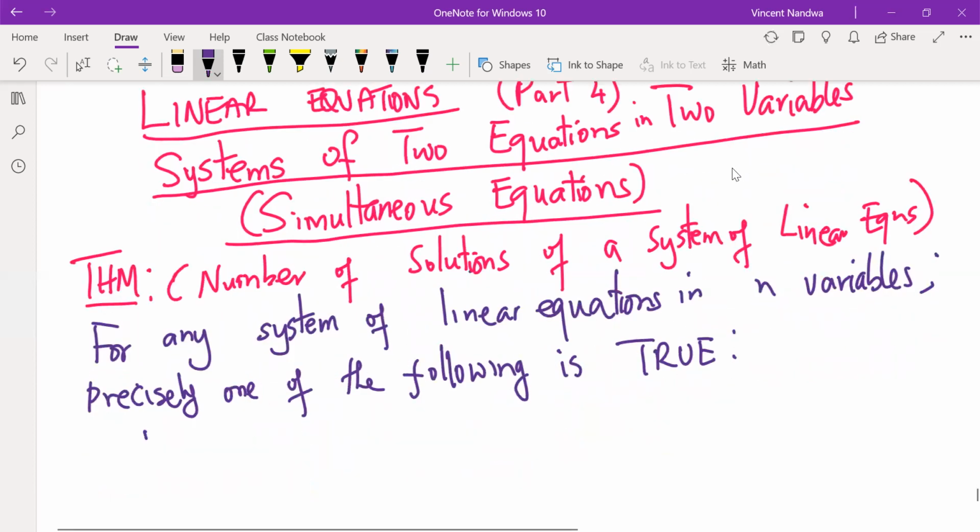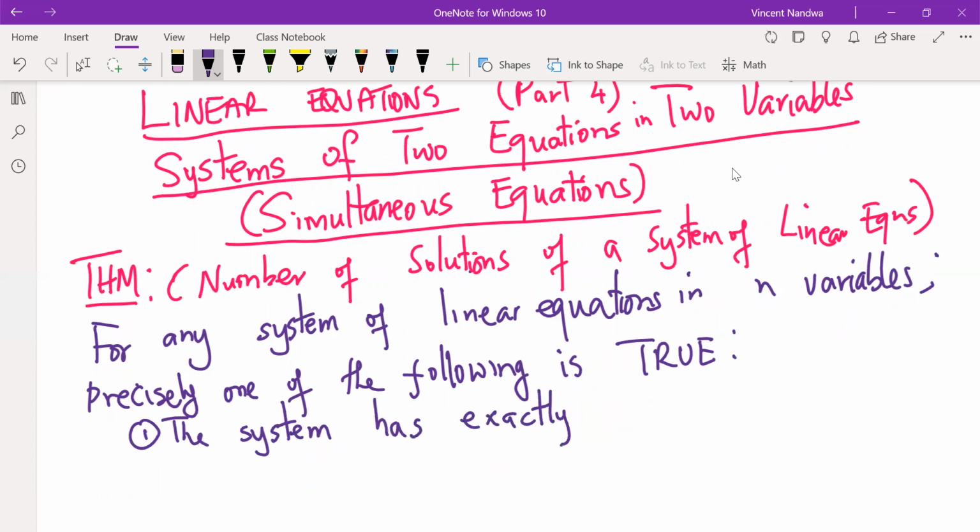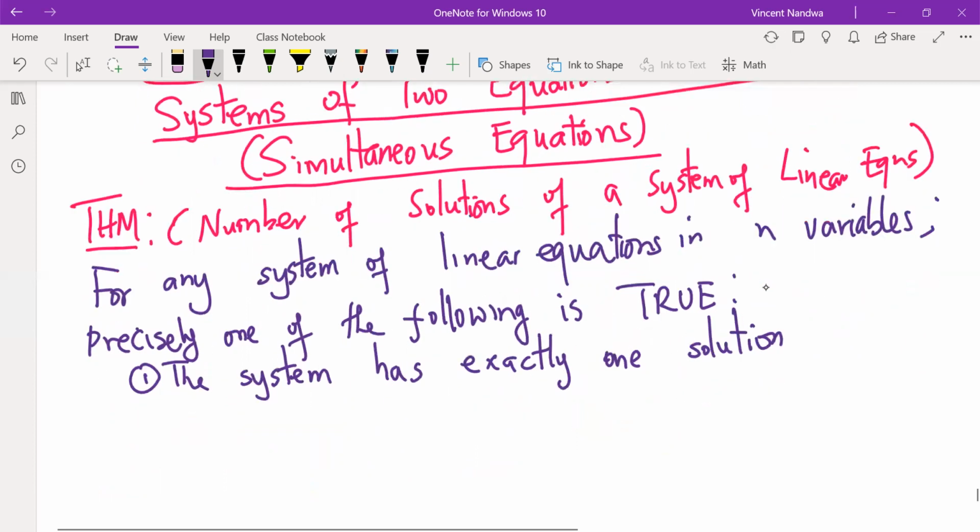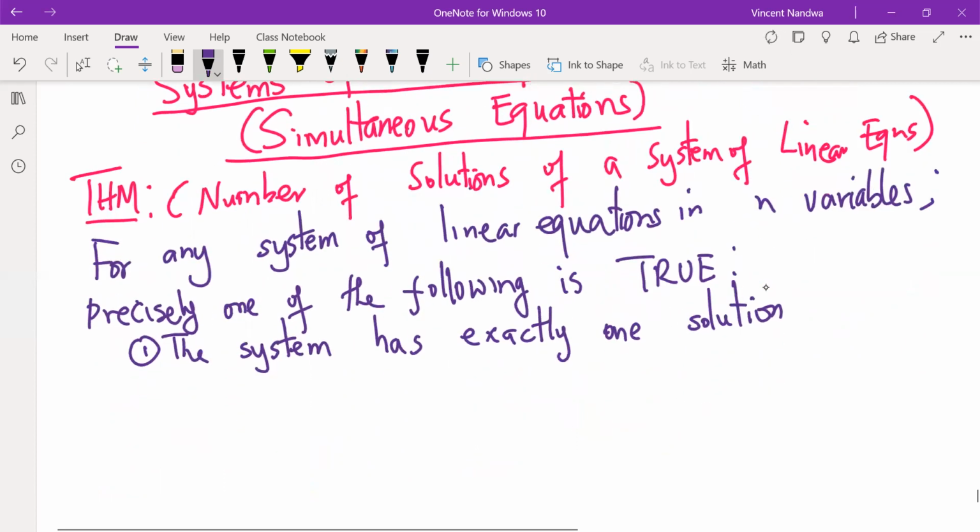So one, the system has exactly one solution. Now, a system that has a solution is called consistent. So this is a consistent system.